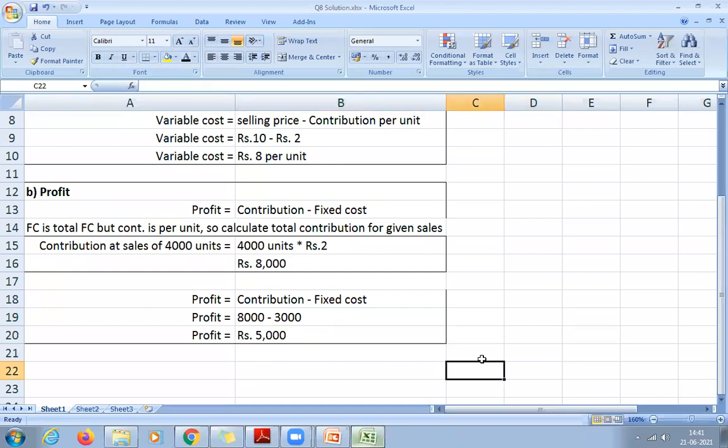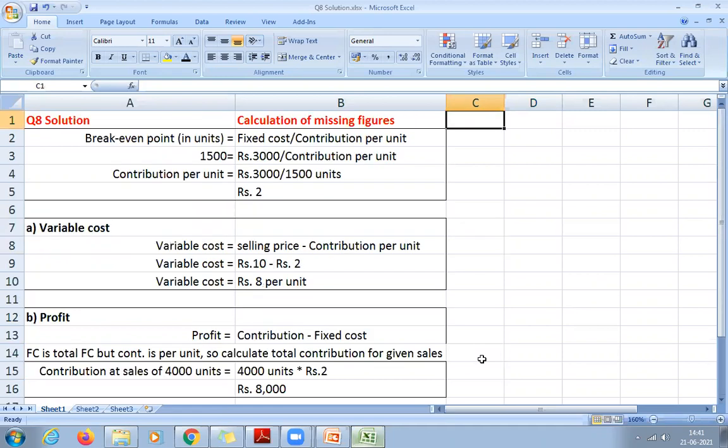Did you get it? How to calculate the missing values, variable cost and profit? If you know these formulas, you can just do the cross multiplication and a small multiplication, and you can easily get the missing values. There's nothing much difference in that. Just practice it, you'll get it. Okay, so we'll go to the next question.